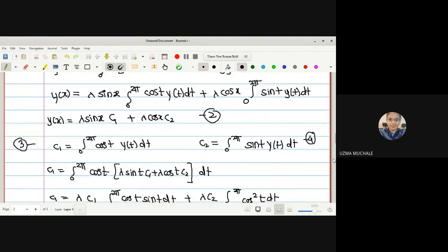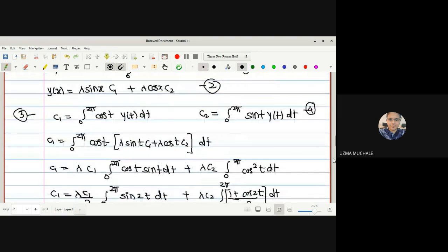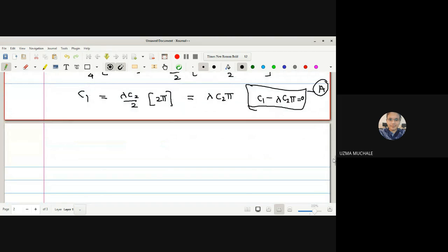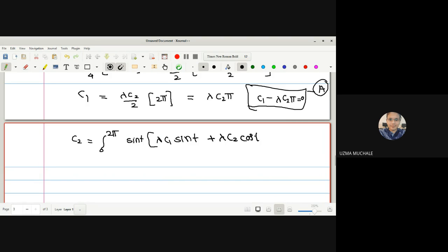Let me solve the equation for C2. What is C2? Integration 0 to 2 pi sin t y of t dt. Okay, let us try to solve the value of C2, which is equal to integration 0 to 2 pi sin t. Let me put the value of y of t here. What is y of t? Lambda C1 sin t plus lambda C2 cos t dt.